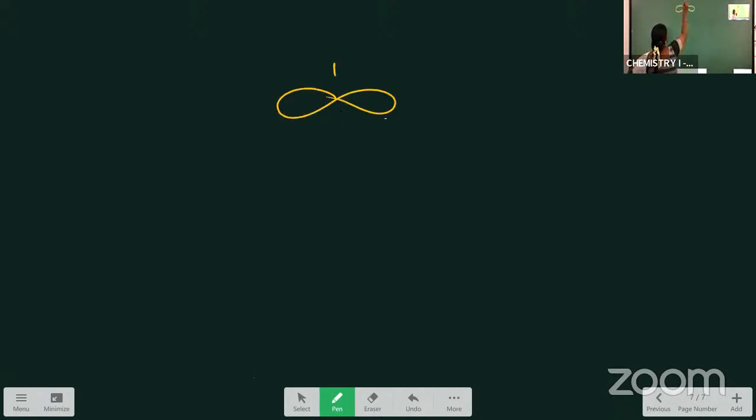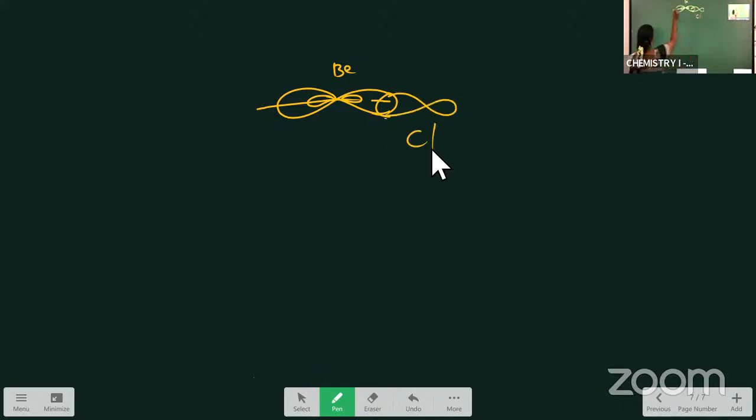So this is beryllium hybridized orbital, sp hybridized orbital. The internuclear axis, beryllium is overlapping with the p orbital of chlorine. So this is p orbital of chlorine. This is one chlorine atom. So this is one more chlorine atom. Okay. So here it is beryllium. Here it is chlorine. Next chlorine.